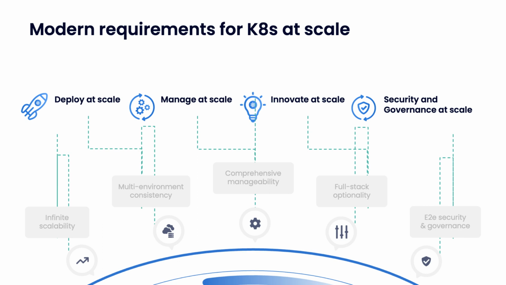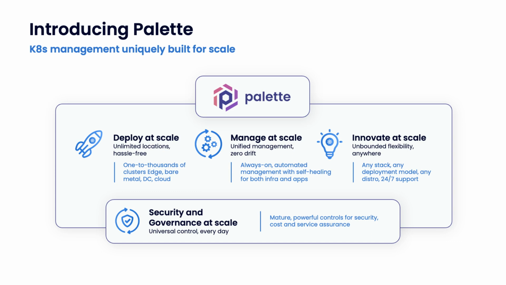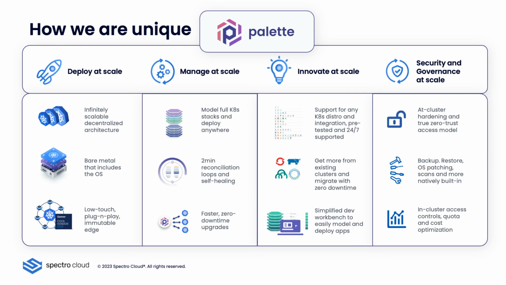For Kubernetes management, scale takes on a different definition. It's the ability to deploy at scale, manage at scale, innovate at scale, and finally provide security and governance at scale. Pulling all of this together is what Spectro Cloud has provided with its platform, Palette. Palette provides all of these different attributes and capabilities to deploy, manage, and secure at scale. When it comes to deployment, Palette's unique decentralized architecture can support tens of thousands of unique clusters from the same management plane, even working across environments where there are no cloud endpoints or infrastructures, like edge.